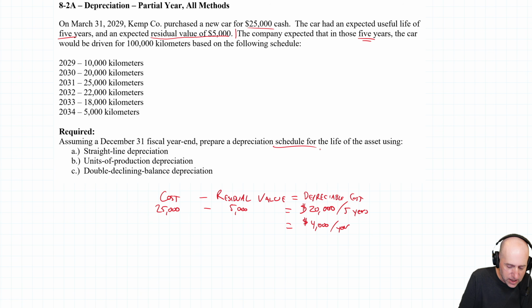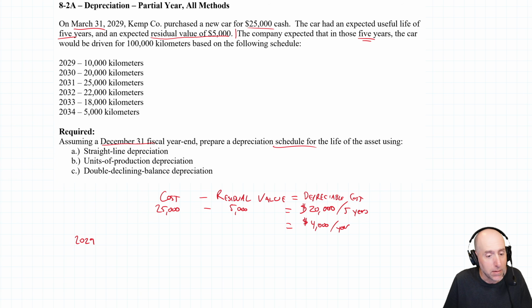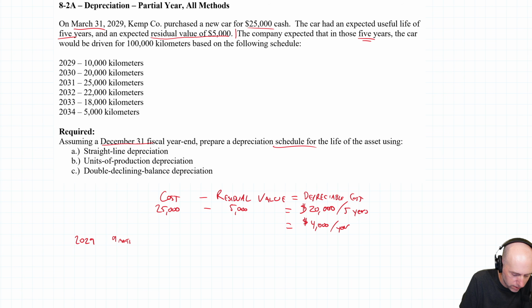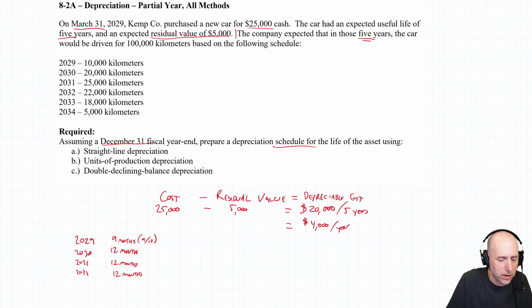So let's think about the years we're going to own the asset. We're going to own it in 2029 from March 31st to a fiscal year end of December 31st. That's 9 months. So in 2029, we're going to own it for 9 months. I'll just put 9/12 there as a fraction of the year that we'll own it for. In 2030, we're going to own it for 12 months. We'll own it for the full year. 2031, 12 months. 2032, 12 months.